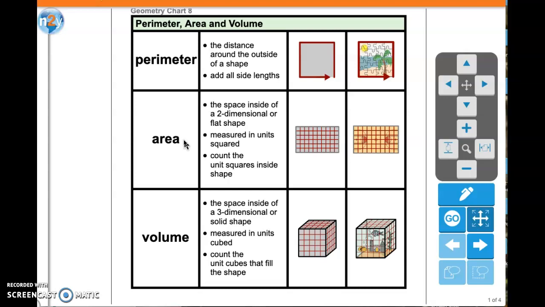The area is the space inside, okay? So, yep, inside of the building. And so if we separated it into little squares, we'd have to count each one. And that's the area. So area is always a lot more, okay?